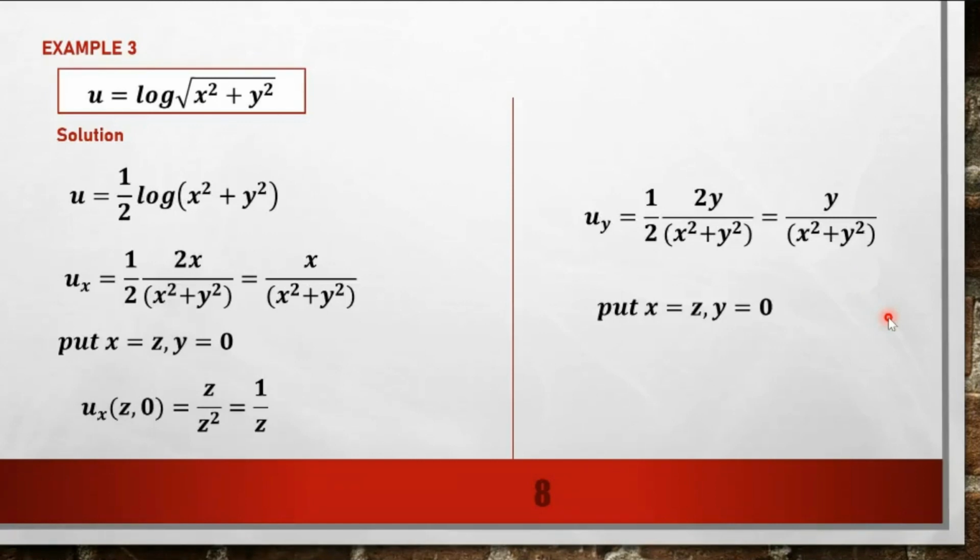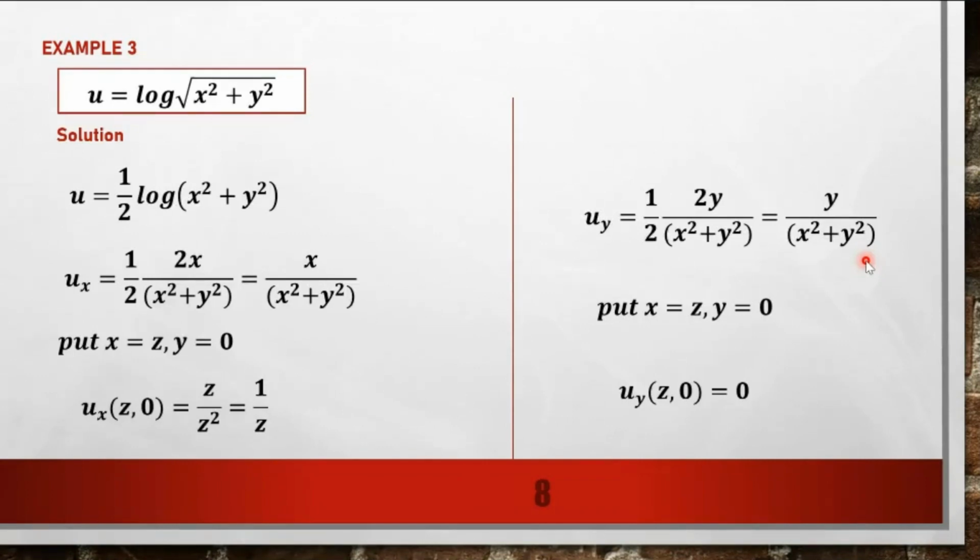Again putting x equal to z and y equal to 0. तो हमें पूरे फंक्शन में y को 0 पुट करना है, x को z. So since y is there in the numerator, पूरा टर्म 0 हो जाएगा. Yes. So uy at the point z comma 0 is equal to 0. So ux is 1 by z, uy is 0. एक बार ux uy मिल गया तो हमें f dash of z में सब्स्टिट्यूट करना है.